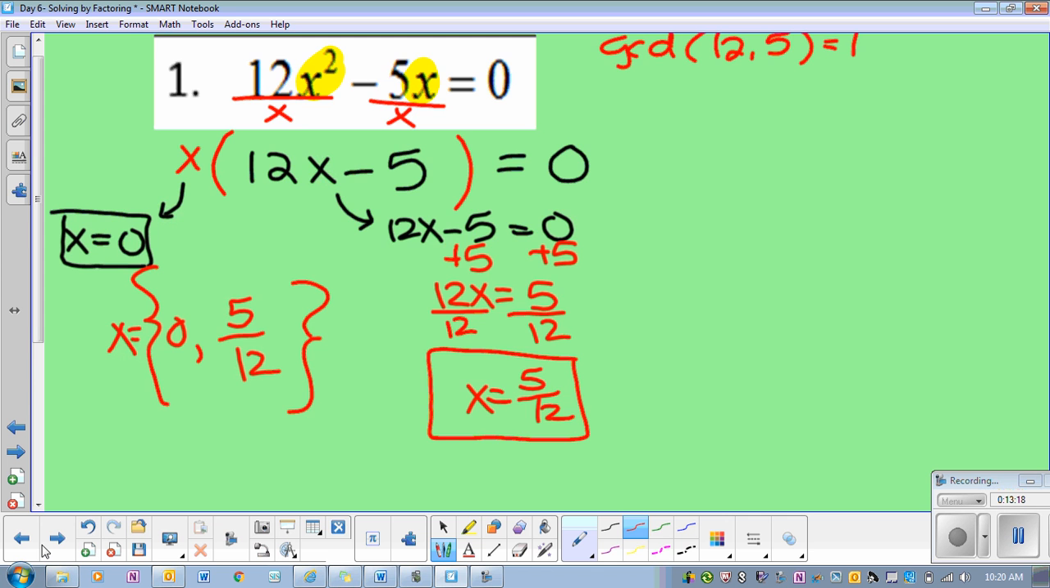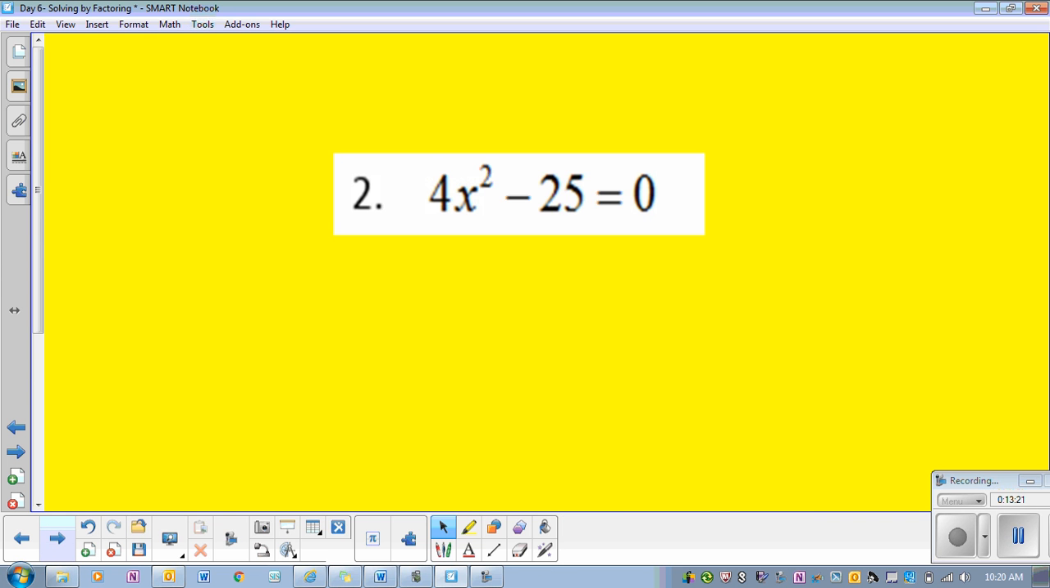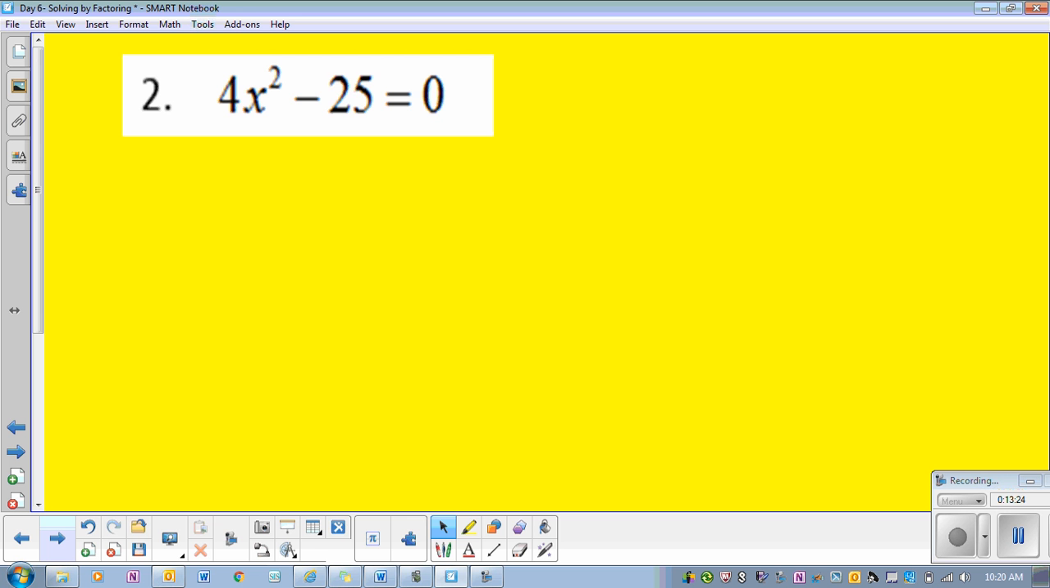All right. Let's try the next one. 4x squared minus 25 equals 0. All right, it's already equal to 0, so I'm going to start factoring. I see an x squared, I see a minus, and I see 2 terms. Maybe this one is a DOTS, right? But I have numbers, so I need to check for my GCF first. So if I go to GCD of 4 comma 25, what do I get? 1. So GCD is 1.